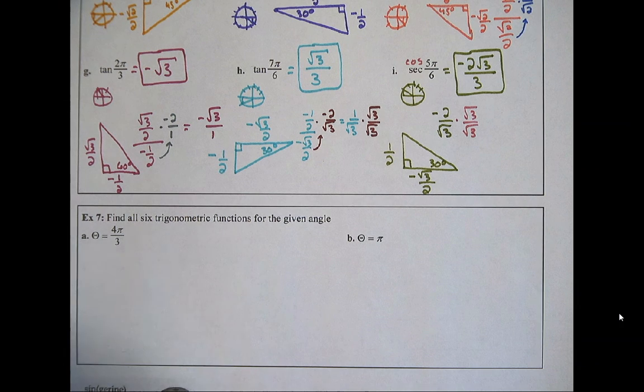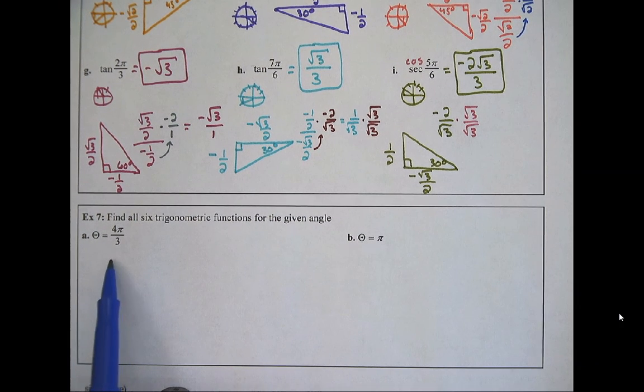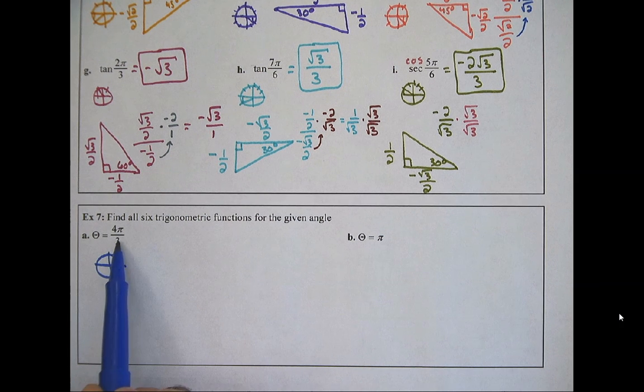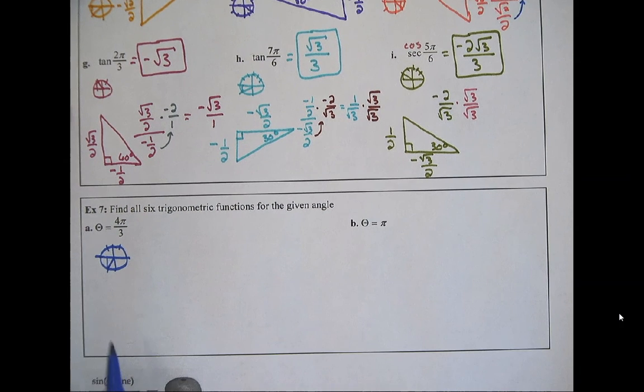So let's first figure out where 4 pi over 3 is. Pi over 3 is 60. I'm counting 4: 1, 2, 3, 4. Right angle, reference angle.